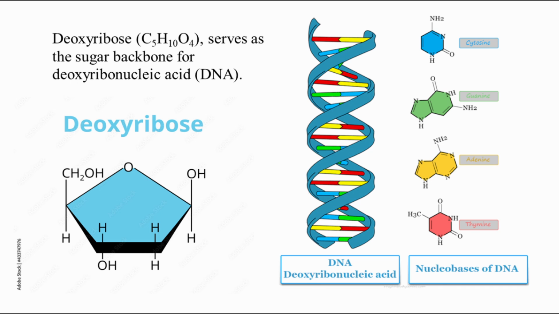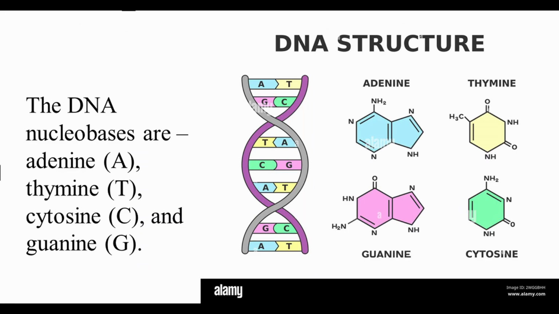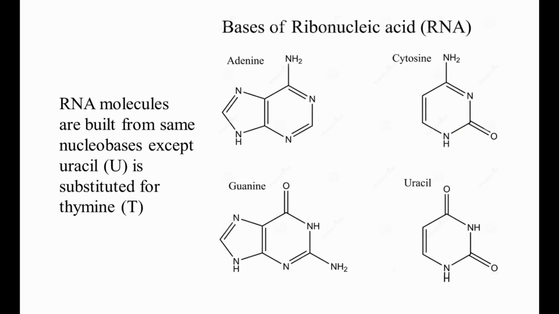Deoxy-ribose serves as the sugar backbone for deoxy-ribonucleic acid, DNA. Ribose and deoxy-ribose are the backbone sugars to which phosphates and a nucleobase are attached to form the nucleotides that DNA and RNA are built from. The DNA nucleobases are adenine A, thymine T, cytosine C, and guanine G. RNA molecules are built from the same nucleobases except uracil U is substituted for thymine T.